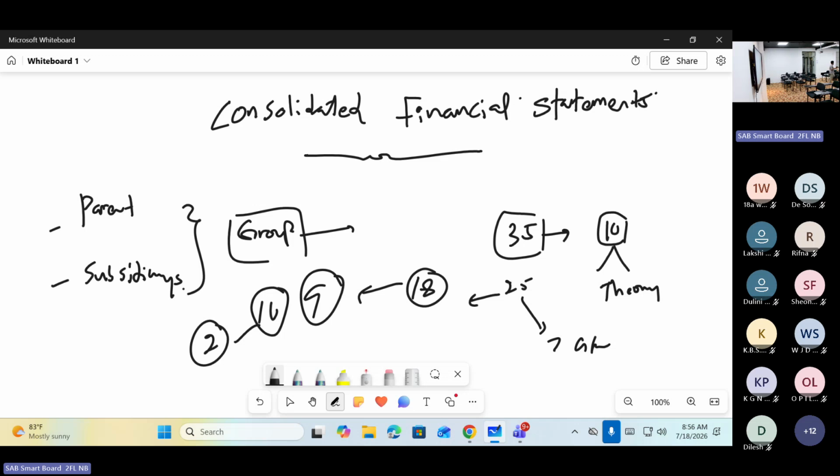Goodwill can be calculated by using two methods: the full goodwill method and the partial goodwill method.